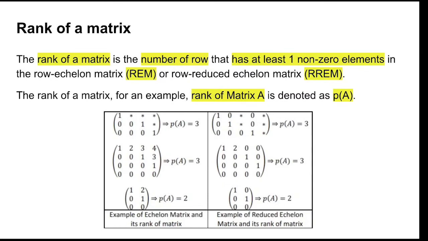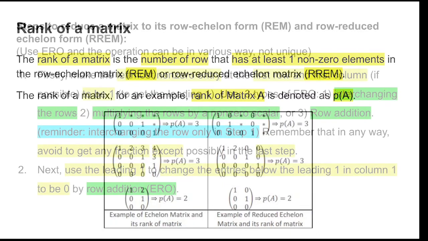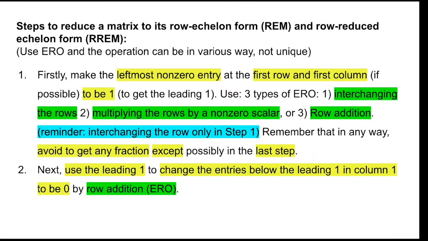We count the number of rows that have non-zero elements in this REM. So let's see the first example there. The first row has a non-zero element, the second row also has, the third row also has. So the rank of this matrix is 3. And then let's see the second example. First row has, second row has, third row has, and then the fourth row has no non-zero elements, so the rank is 3. Next, I'm going to explain the steps to reduce a matrix to its REM form and RREM form.